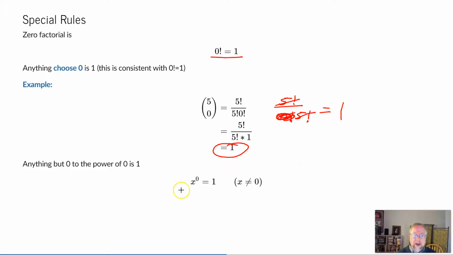So one other thing that's worth paying attention to, because it will come up, is, oh, hang on a sec. Anything other than 0 to the power of 0 is 1. All right, so 2 to the power of 0, that's 1. Minus 3 to the power of 0, that's 1, and so on and so forth.